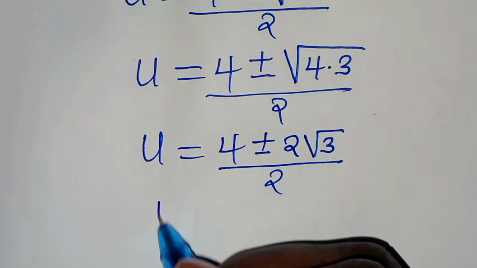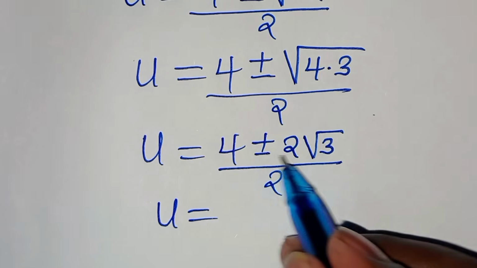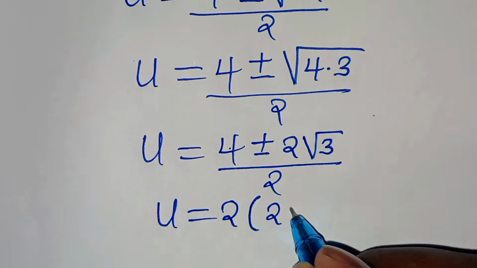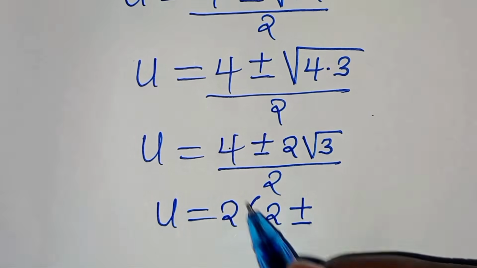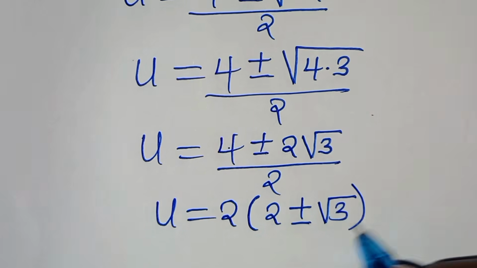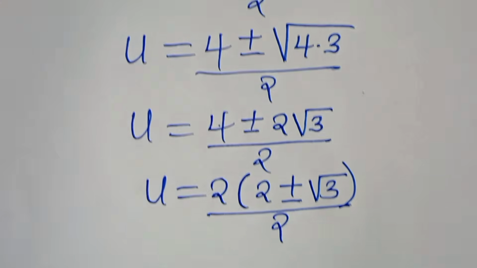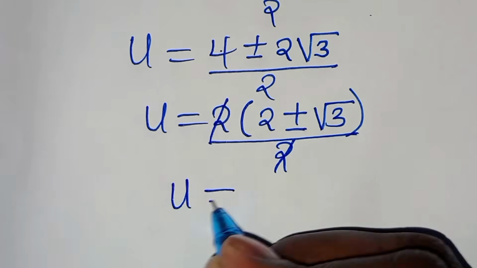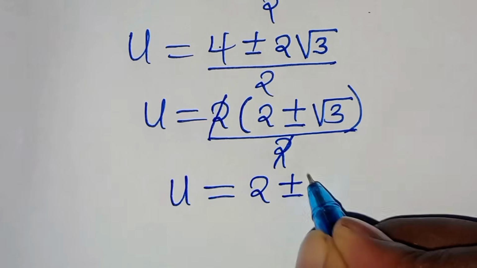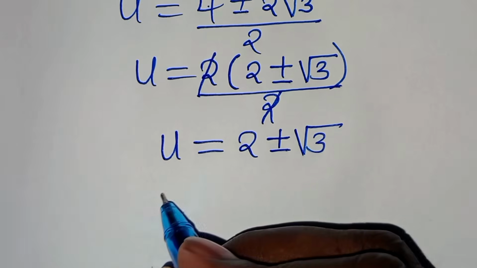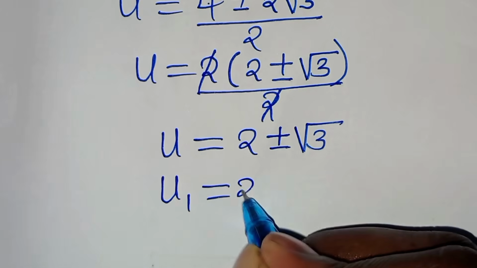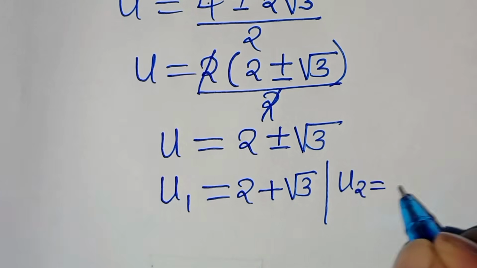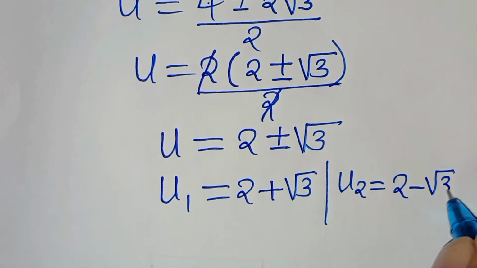Now we have that u is equal to, in the numerator here, 2 is common, so we can factor out 2, so that we have 4 divided by 2. This is 2 plus or minus 2 square root of 3 divided by 2. Everything here divided by 2. Now let's simplify 2 and 2 here, so that we have u is equal to 2 plus or minus square root of 3. So we have two values of u. We have u1 is equal to 2 plus square root of 3, and we have u2, this is equal to 2 minus square root of 3.